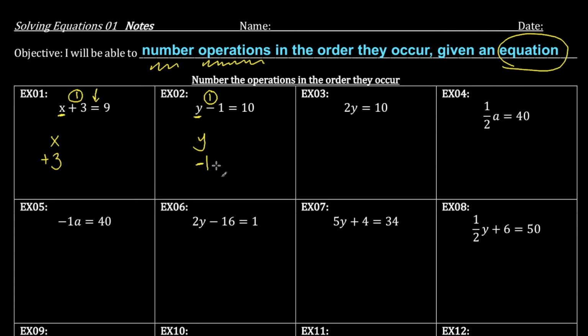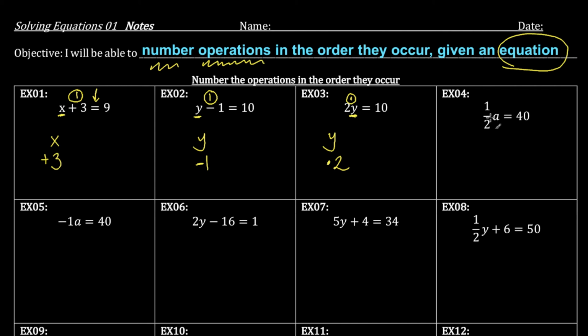Let's look at example number 3. Once again, we start off with y. Let's always start off with our variable. We start off with y. Now, what did we do to y to equal 10? We took y, we multiplied it by 2. Because remember, 2y is 2 times y. And then we ended up with 10.